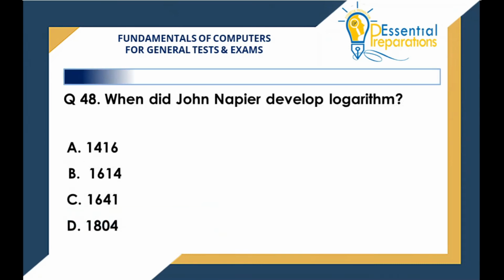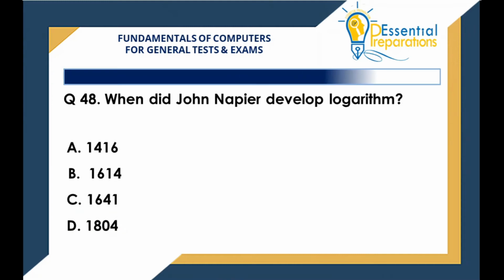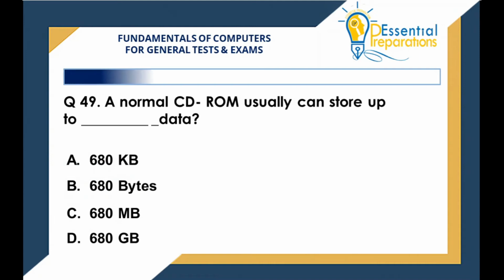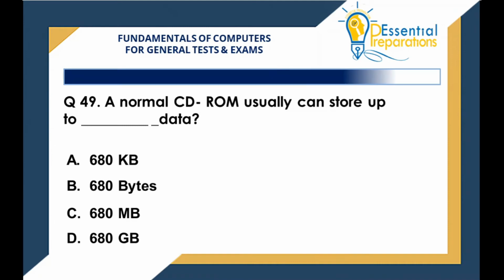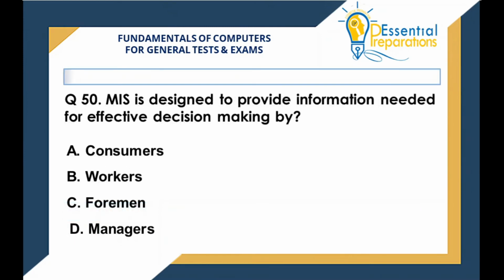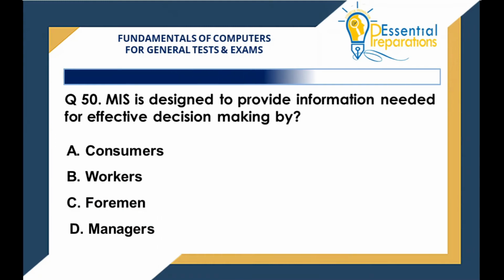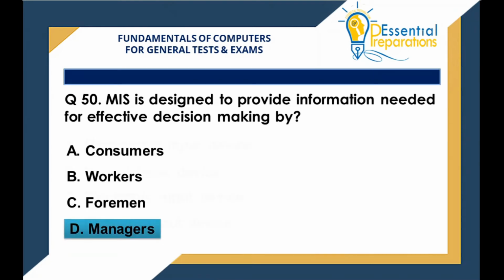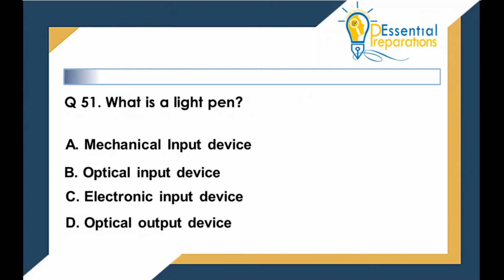When did John Napier develop logarithm? B. 1614. A normal CD-ROM usually can store up to blank data. C. 680 MB. MIS is designed to provide the information needed for effective decision-making by D. Managers. What is a light pen?